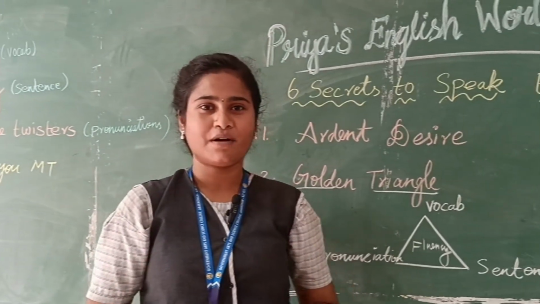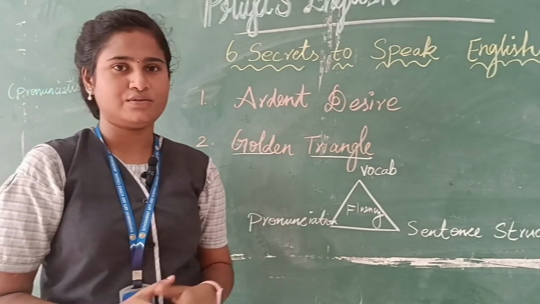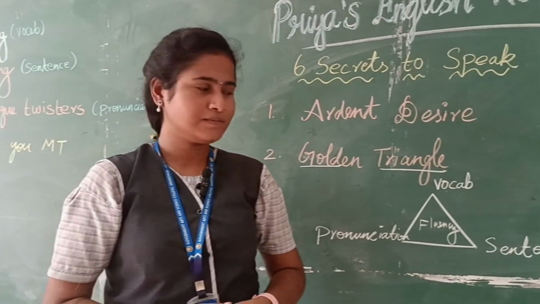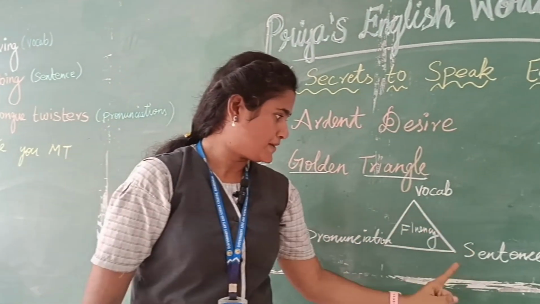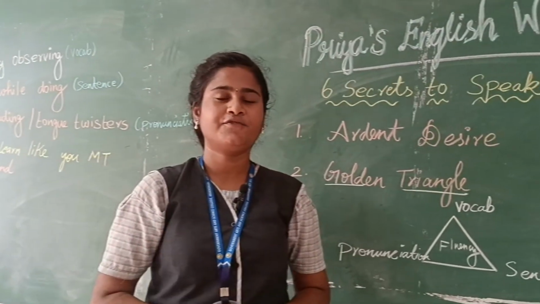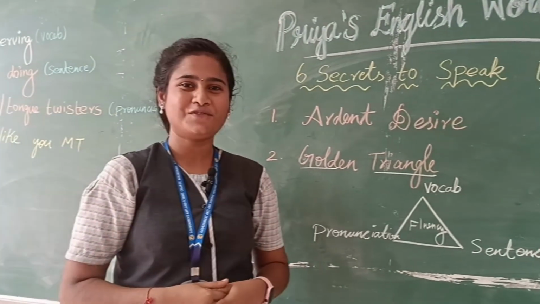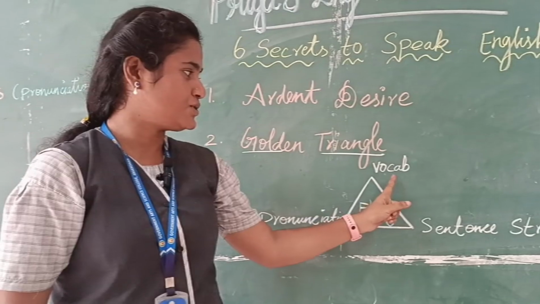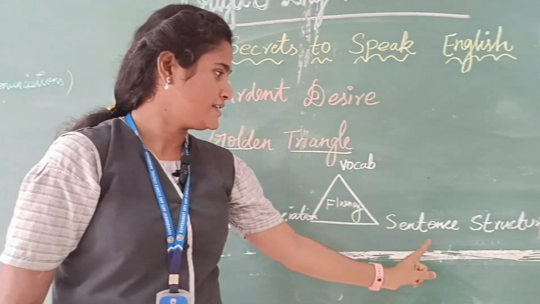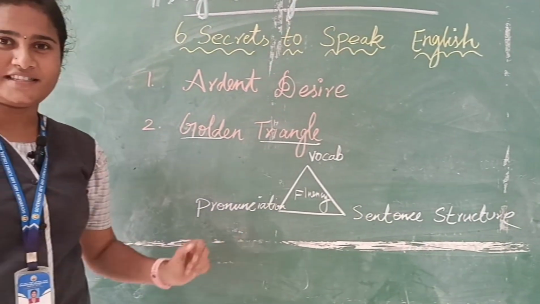Next, we are going to see about the golden triangle rule. What does golden triangle mean? That is a three-core principle to attain fluency. If you want to attain fluency, you definitely need to have vocabulary, sentence structure and pronunciation.